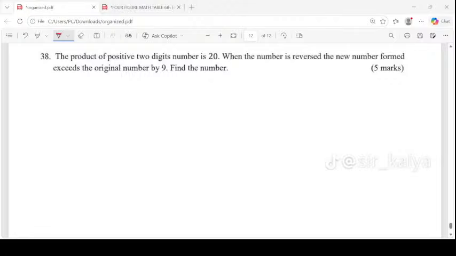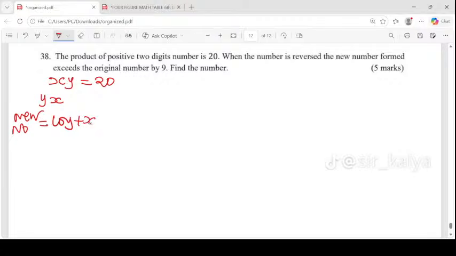Find the number. So let the digits be x, y. So the product, that means x times y is 20. When you reverse the digits, now we'll be having yx, and the new number is 10y plus x. The old number was 10x plus y. So when the digits are reversed, the new number formed exceeds the original number by 9. So that means the new number, which is now 10y plus x, when I subtract the old number, 10x plus y, the difference here is 9.